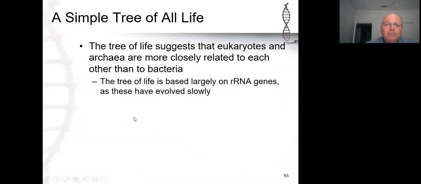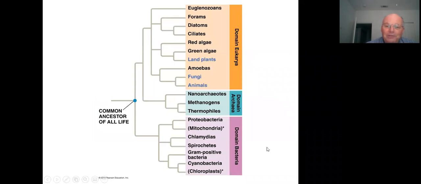Another way of representing it, using the ribosomal RNA genes, is to look at it this way. So we have the three domains, domain eukarya, domain archaea, domain bacteria, and in fact, domain archaea probably contains at least one more clade in there. There is evidence for at least a fourth clade in domain archaea. But you notice that mitochondria and chloroplasts are now included in domain bacteria because of their origin as free-swimming bacteria. And so they are closely related.